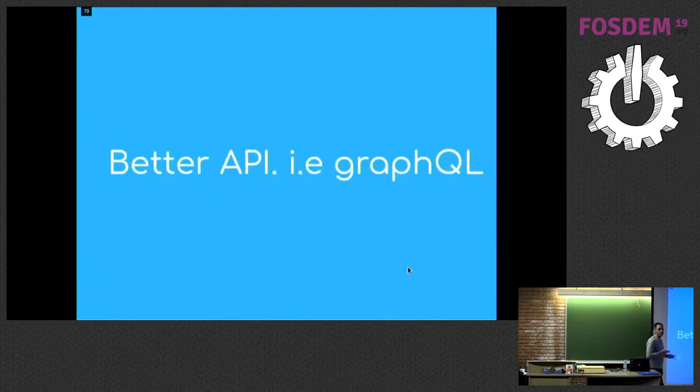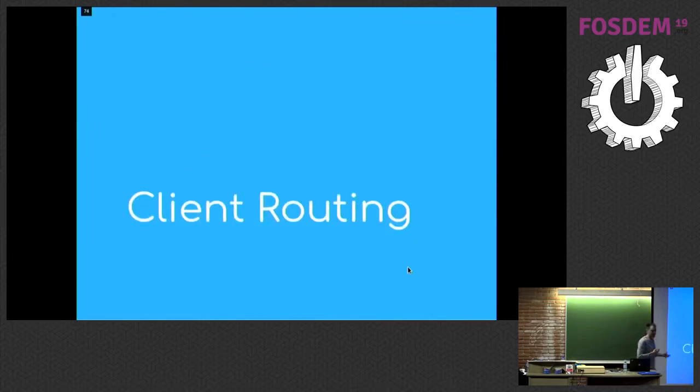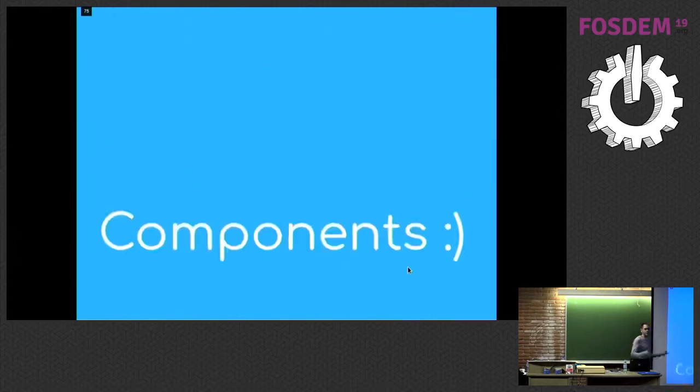When you have that infrastructure, you have a better API, such as GraphQL, which of course uses the client better. You have client routing, as you saw before, and you have plenty and plenty of components. And when you gather these three, it's only a matter of time until you become a single page application.